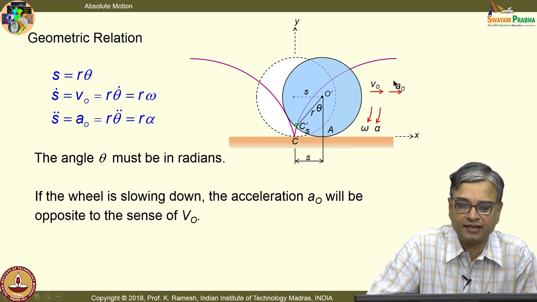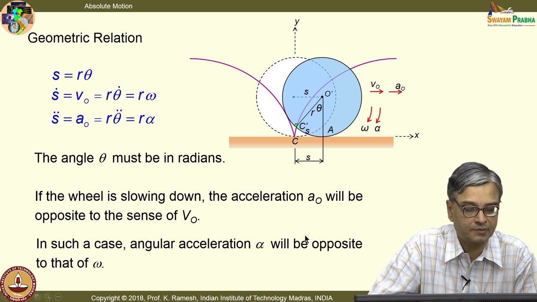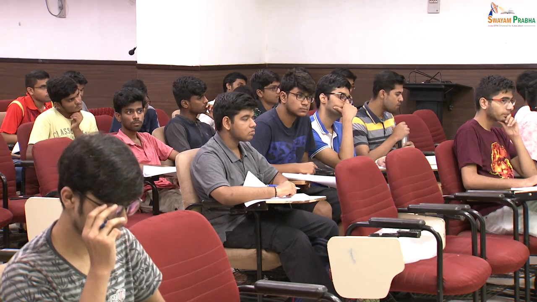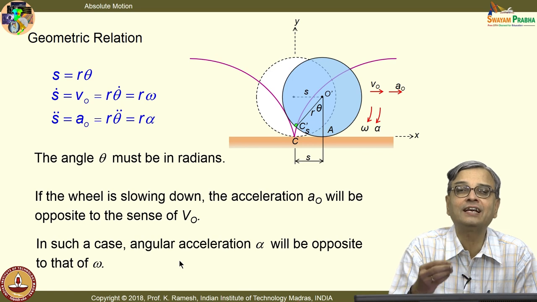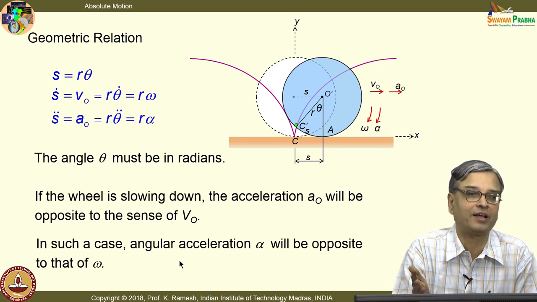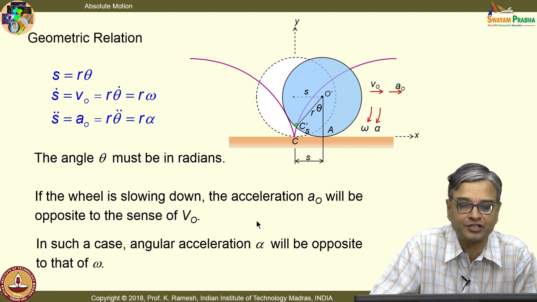And in this case, the acceleration is shown in this direction as if it is increasing. Suppose the wheel is slowing down, you will have a deceleration, which will be opposite to the sense of V naught. I can have an accelerating wheel as well as a decelerating wheel, both are possible. And this just summarizes that in such a case, angular acceleration alpha will be opposite to that of omega. The idea to emphasize here is, once you know the direction of omega, without a reflection on what kind of motion, do not jump to write the direction of acceleration identical to omega. That is the message here. You have to investigate what the motion is, then appropriately put the acceleration direction.